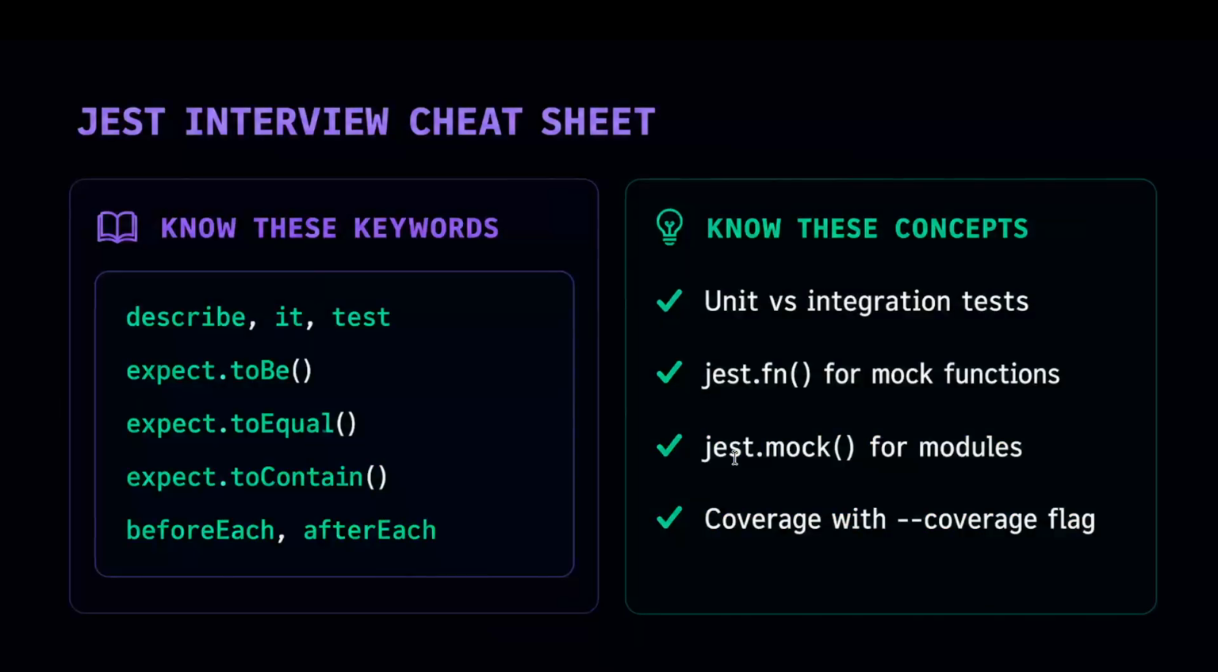Then this is the interview cheat sheet before we close. One, know what describe, it, expect and matchers like toBe, toEqual, toContain do. Two, be able to explain the difference between unit and integration test, this is the most asked thing in interviews. Third, know how to mock a function using jest.fn and jest.mock. Fourth, know what test coverage means and how to run it with the coverage flag. Those four alone will make you sound like a senior dev in any testing conversation.